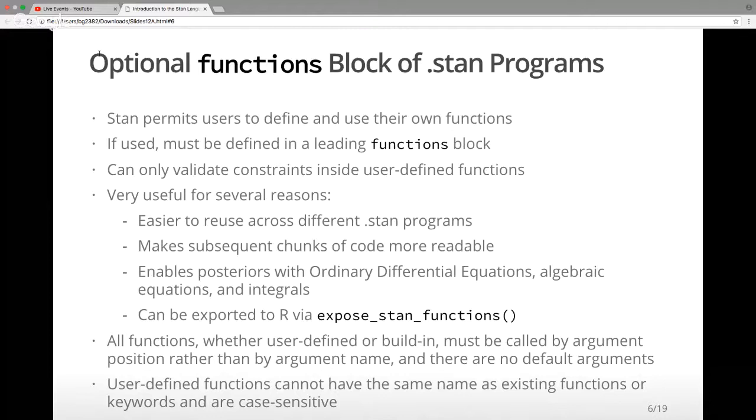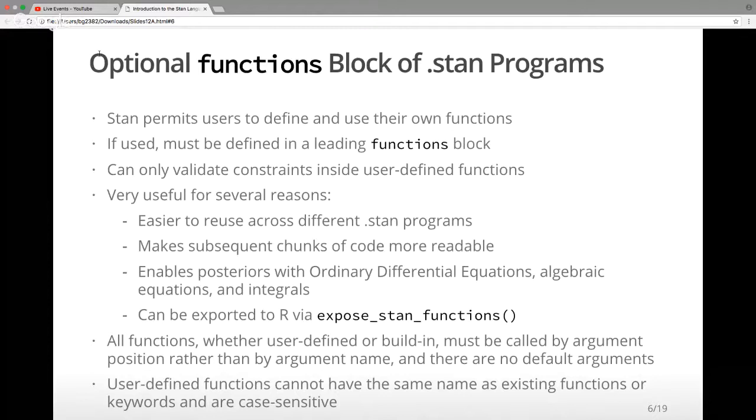It makes the subsequent chunks of code more readable in your Stan program when you're calling these user-defined functions, particularly when the function is kind of on the long side, but it's not doing anything particularly complicated. You don't want to distract yourself or the readers of your code with stuff like that. Just wrap it up in a function, and then when you're seeing it later in your Stan program, it's just one line. It enables you to do posterior distributions that involve ordinary differential equations, systems of algebraic equations, numerical integrals, etc.